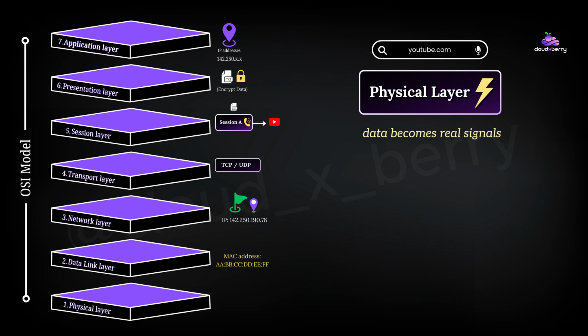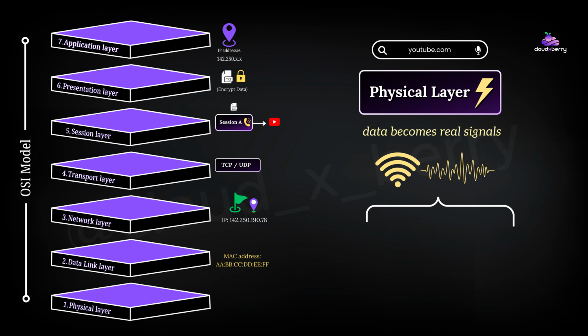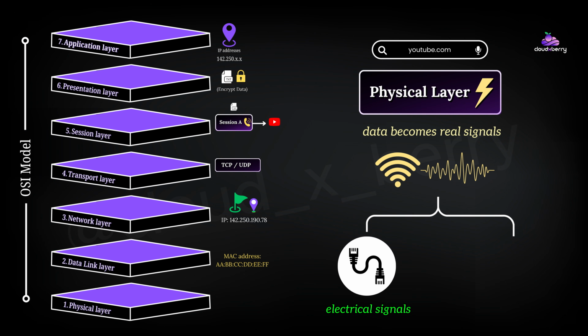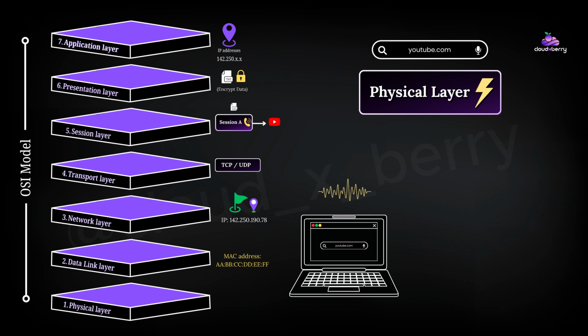This is where data becomes real signals. Over Wi-Fi, it travels as radio waves. Through an Ethernet cable, it travels as electrical signals. Through fiber optic cables, it travels as pulses of light. The request has now left your computer and started its physical journey across the Internet.